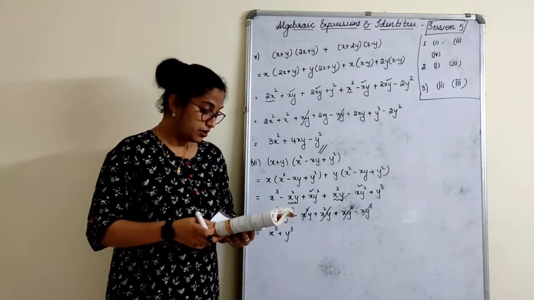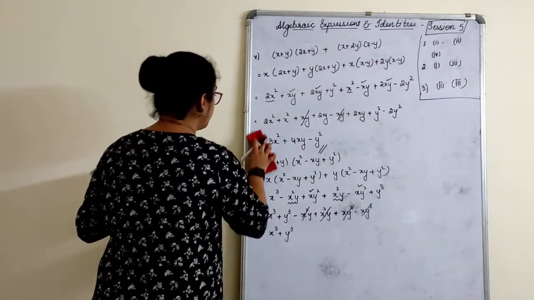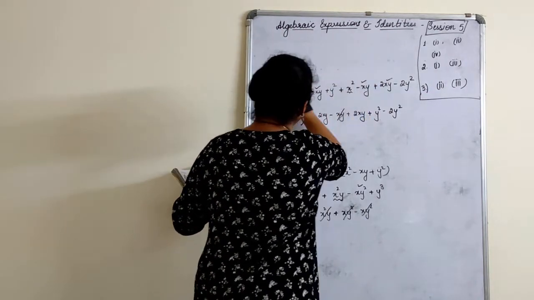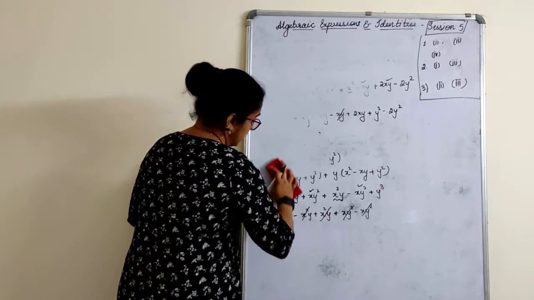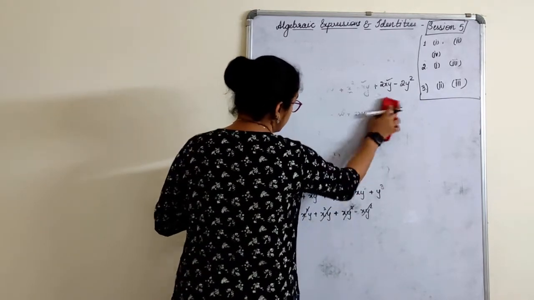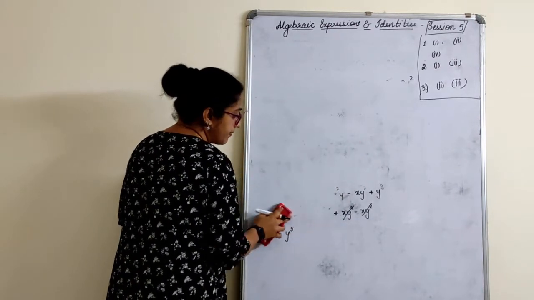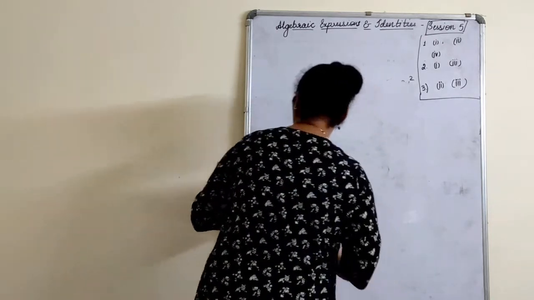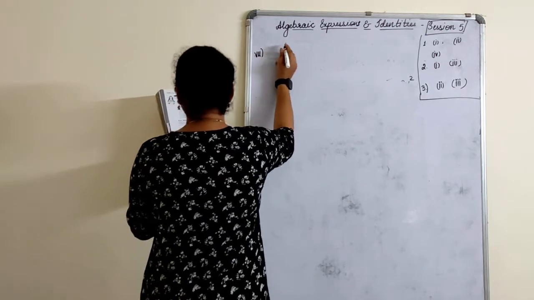Very clear? Let's move to the next one. 7th and 8th, the last two sums of this exercise. With that, we complete the first part of the lesson, that is algebraic expression we complete. The next session, the next part of this chapter will be about algebraic identities, which is very, very important. Seventh one.